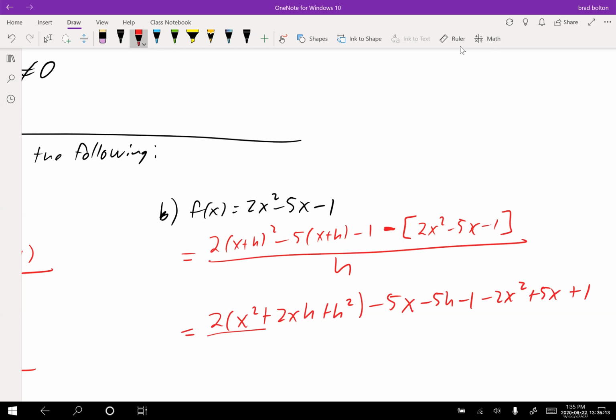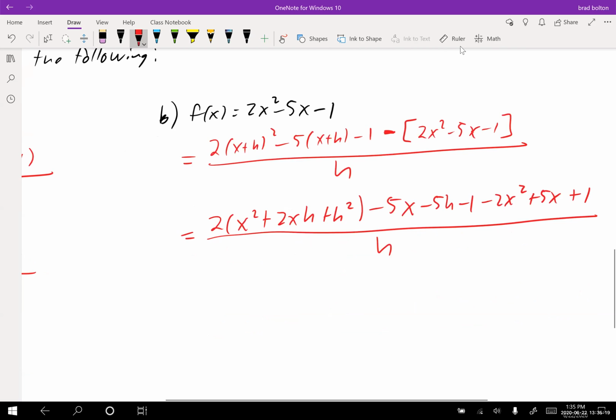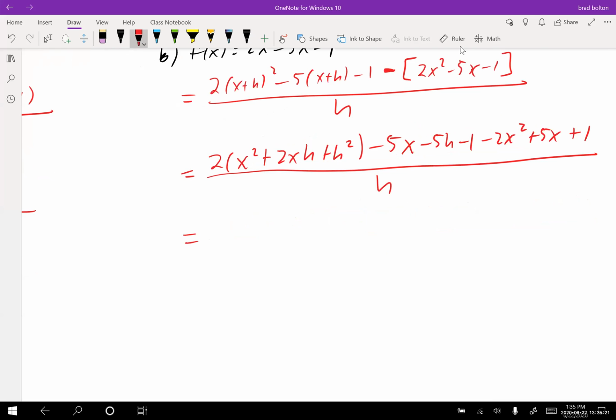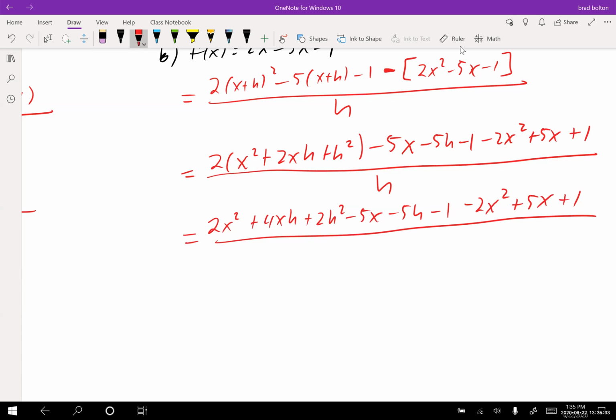It's just a lot of writing, but it's actually not hard math. It's just a lot of writing out stuff. It looks a little overwhelming, but it's really not bad. So this is 2x squared plus 4xh plus 2h squared minus 5x minus 5h. And remember, a lot of this is going to cancel. And if it doesn't, you probably messed up. I'm just going to be honest with you. That's kind of the way the difference quotient goes. So let's see what cancels.